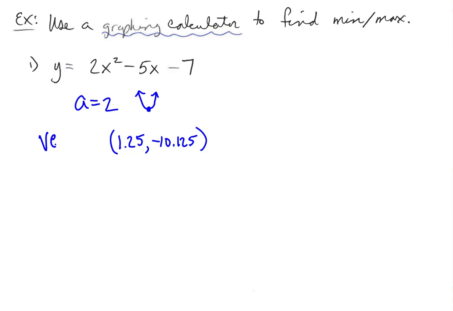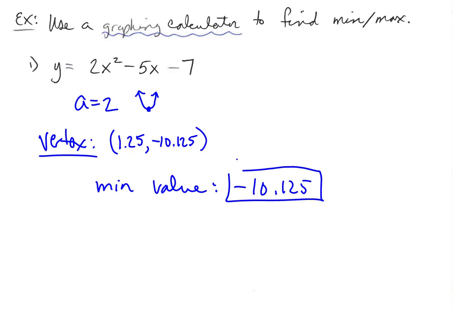So this point that we found is actually the vertex, right? We just discussed that. But the minimum value of our parabola happens to be the y value. So in this case, negative 10.125. That's the y coordinate of the vertex as specified above. That means that would be the minimum value because this opens upward and the vertex is at the bottom of the graph.